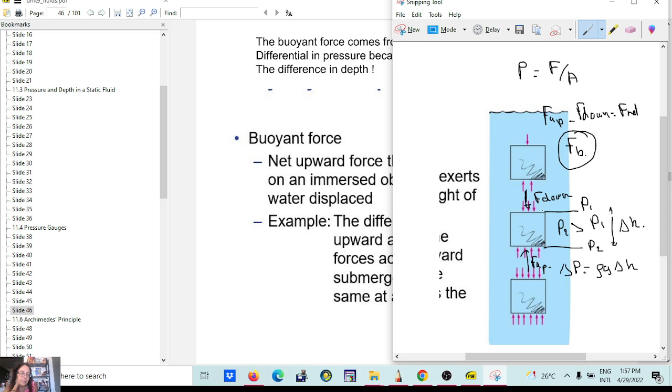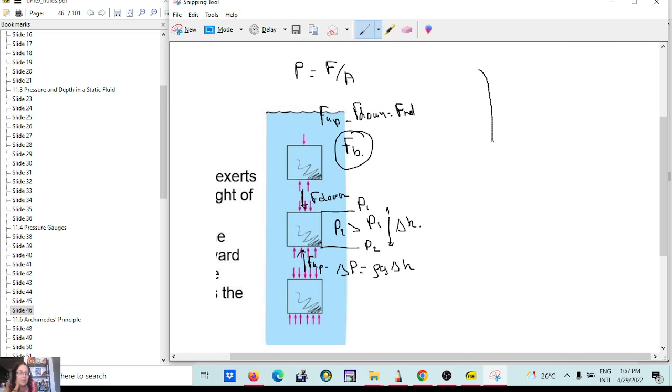Okay, so any object that is in a liquid is going to experience a buoyant force. So two things can happen. If you have a piece of metal here, of course, it still has a buoyant force, but the buoyant force is not strong enough to balance out the weight.